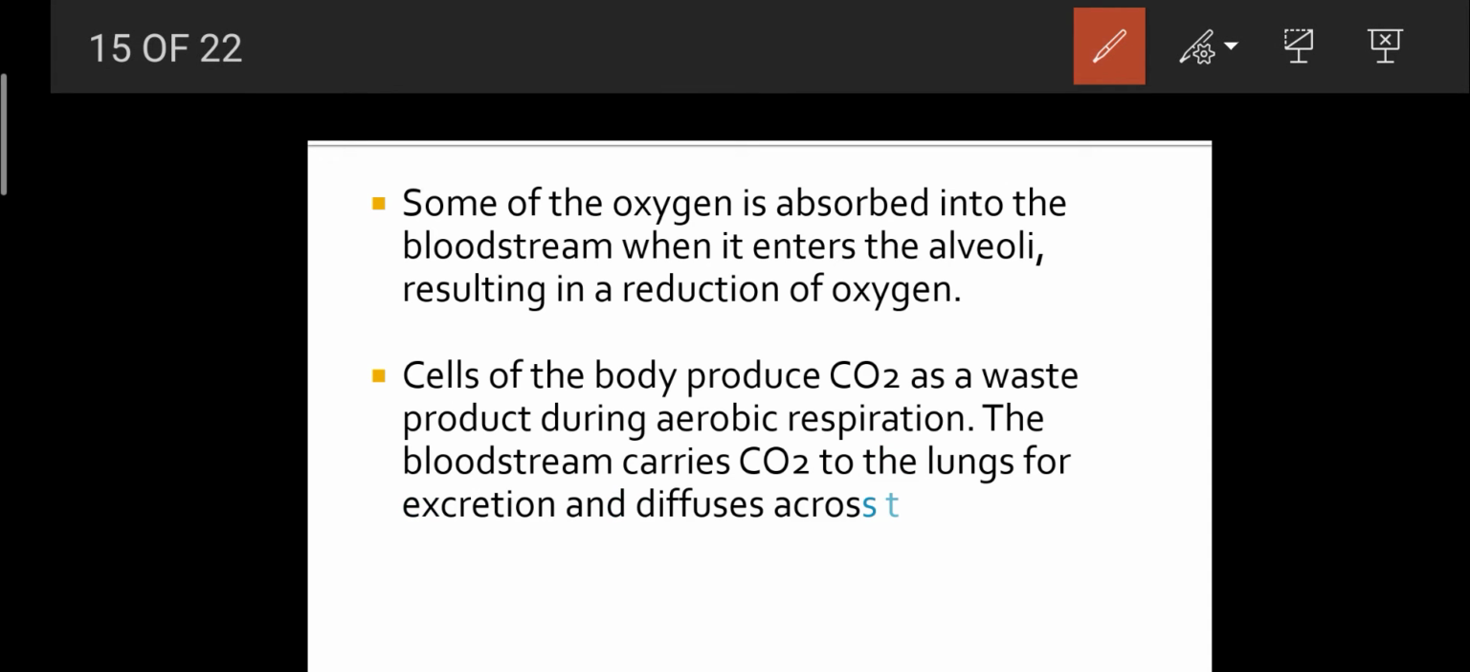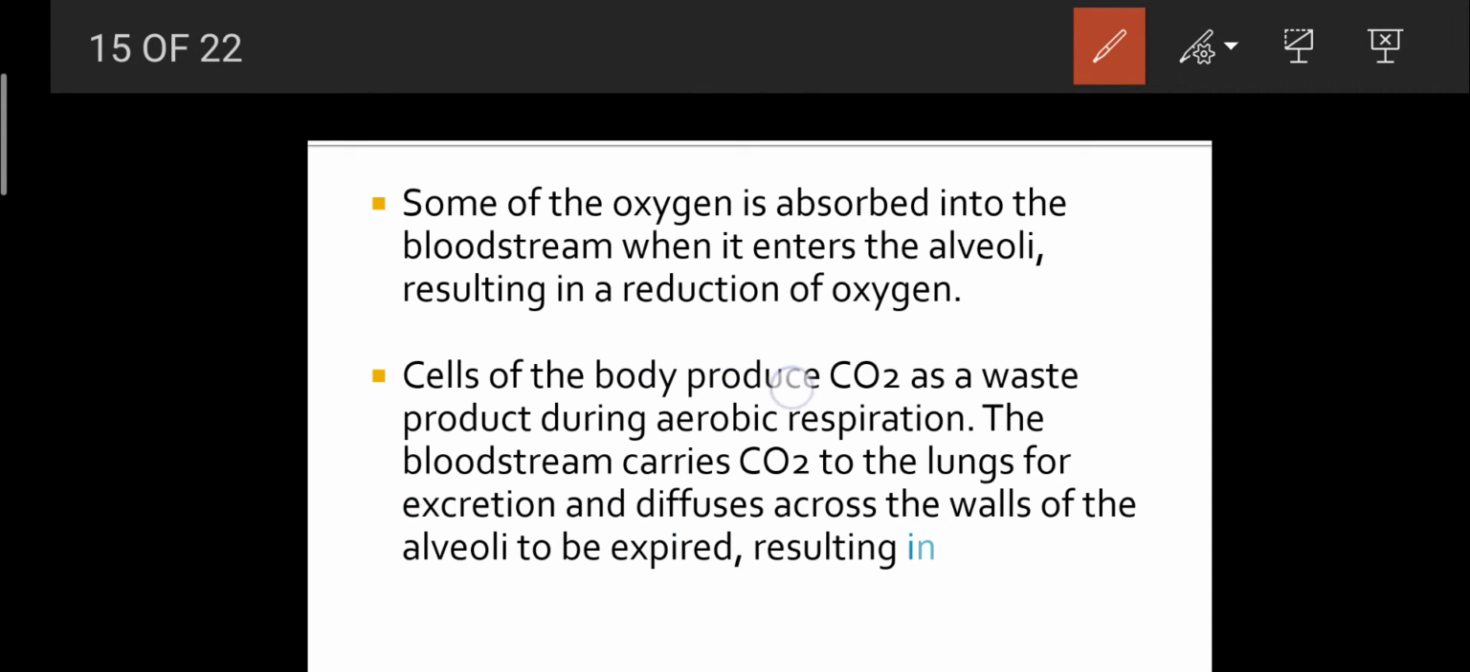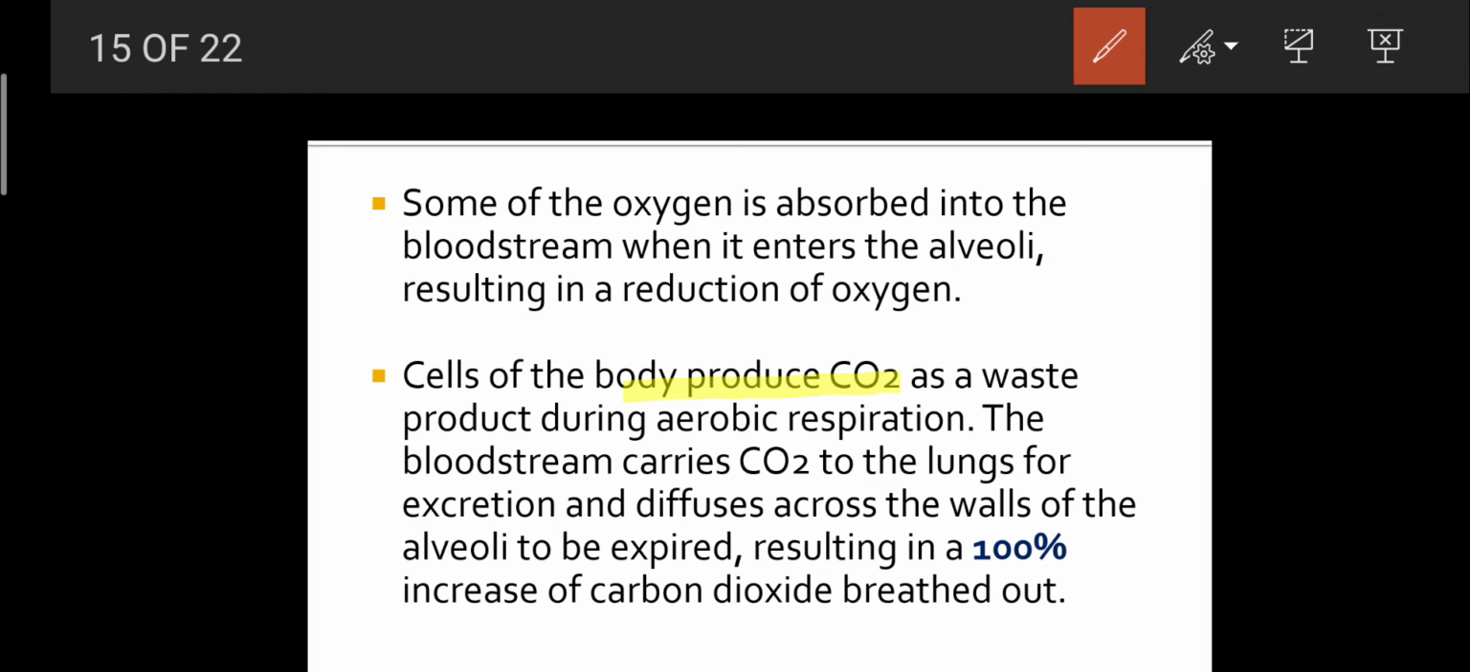The cells of the body produce carbon dioxide as a waste product during aerobic respiration. The bloodstream carries carbon dioxide to the lungs for excretion, and it diffuses across the walls of the alveoli to be expired, resulting in a 100% increase of carbon dioxide breathed out.